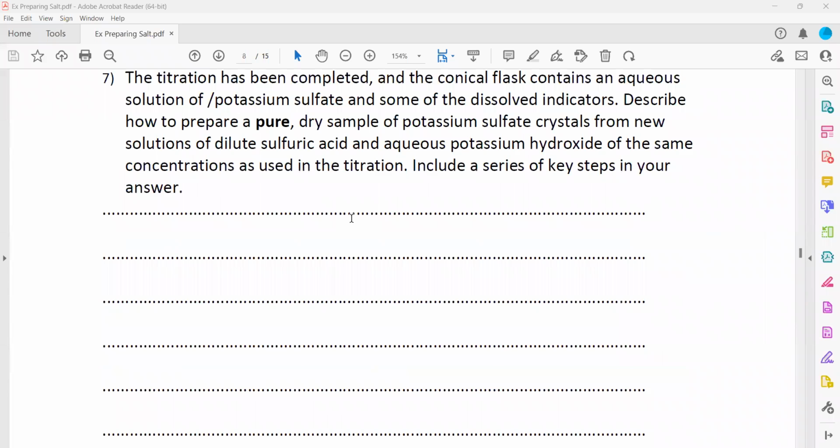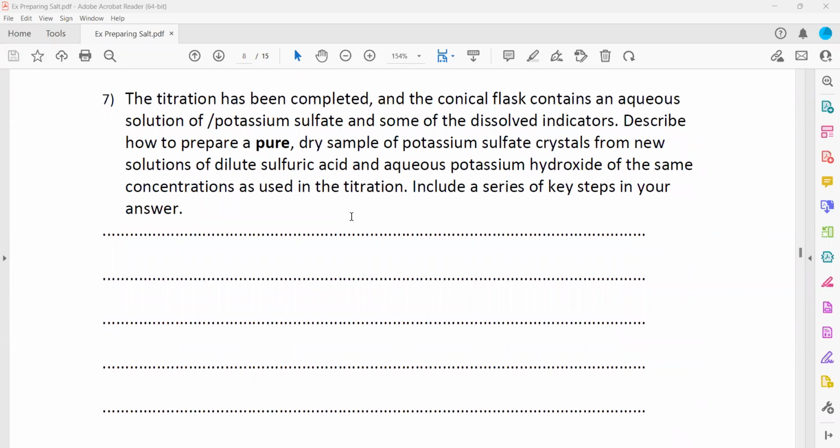In question 7, the titration has been completed and the conical flask contains aqueous solution of potassium sulfate and some dissolved indicator. Describe how to prepare a pure dry sample of potassium sulfate from dilute sulfuric acid and aqueous potassium hydroxide. So this is an acid-base reaction. In acid-base reaction, we use titration. So what we will do, we will repeat this experiment without indicator.